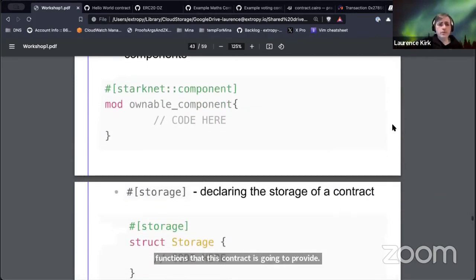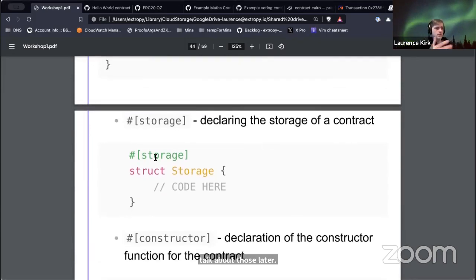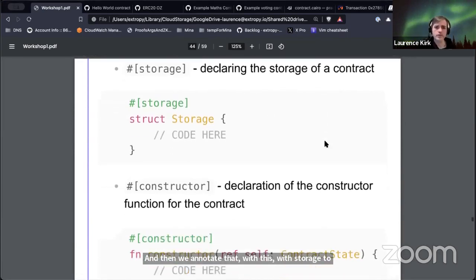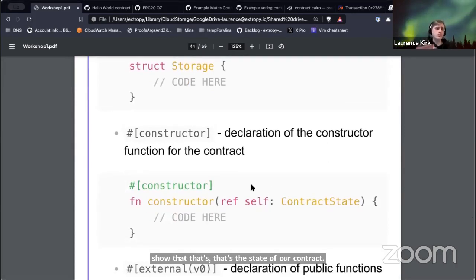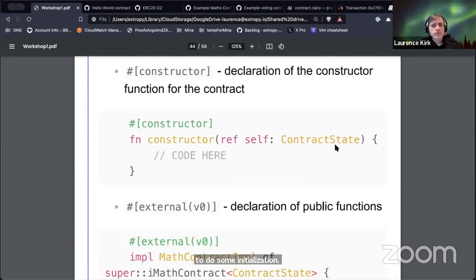The components I'll cover at a later time. They're a bit more of an advanced feature, so I'll talk about those later. We'll come on to the more common things. So storage. This is where we have the state within our contract, where we can actually store data. We have a struct where we're going to store our data, and then we annotate that with storage to show that that's the state of our contract. We have a constructor, so this is code that's going to be run just once when our contract is deployed to do some initialization, for example, and that will take details of the state of the contract.